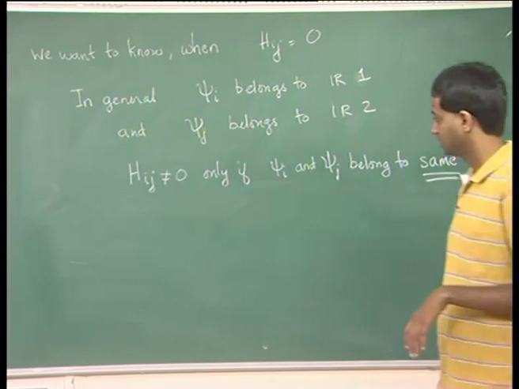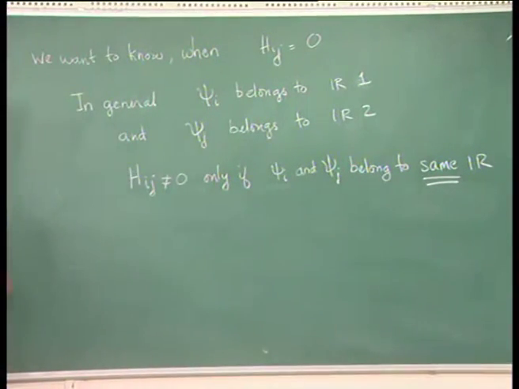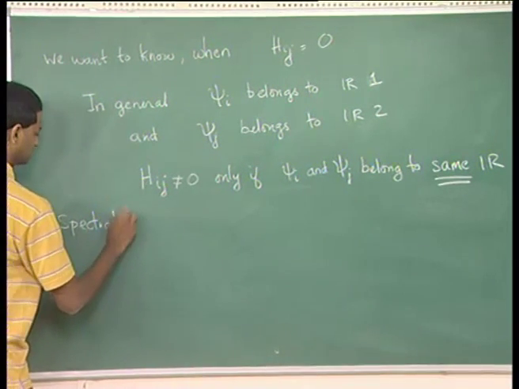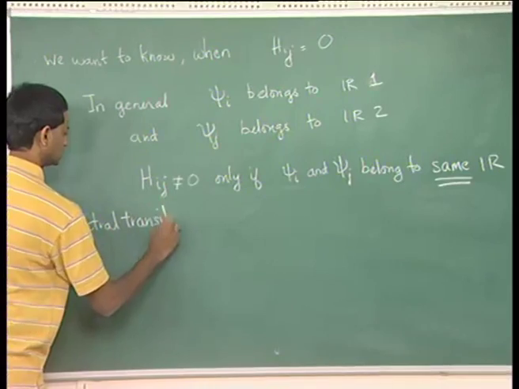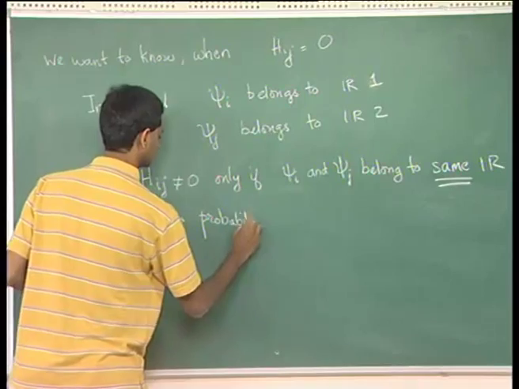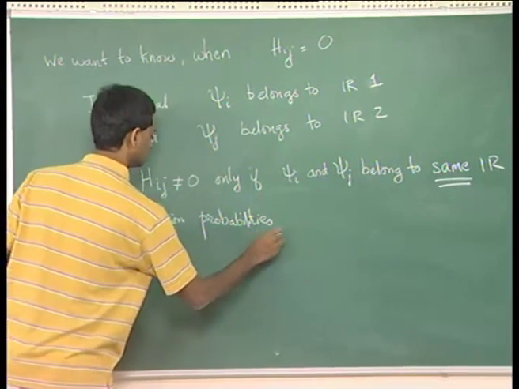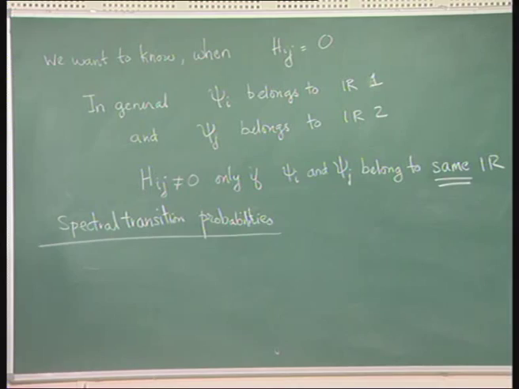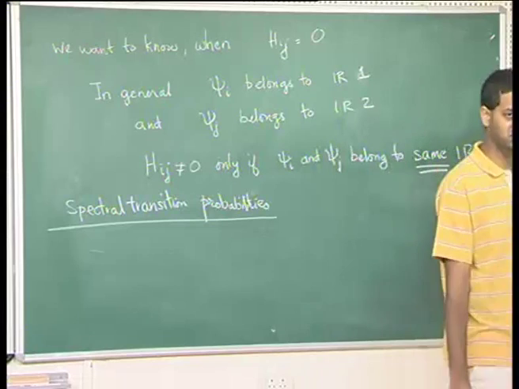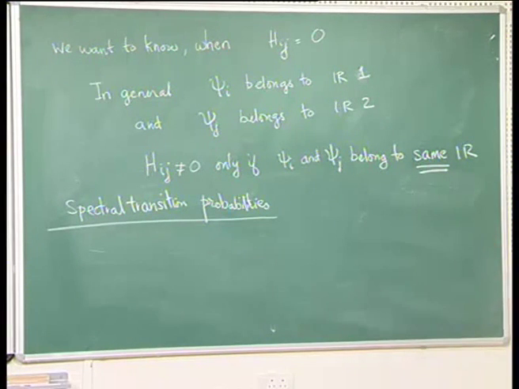The other very common application is in spectral transition probabilities. So one application we saw was energy matrix elements, and in that you can use some ideas of symmetry to find out which of these energy matrix elements will be 0 and which will not be 0. The other application is in spectral transition probabilities, and again the idea is very similar.